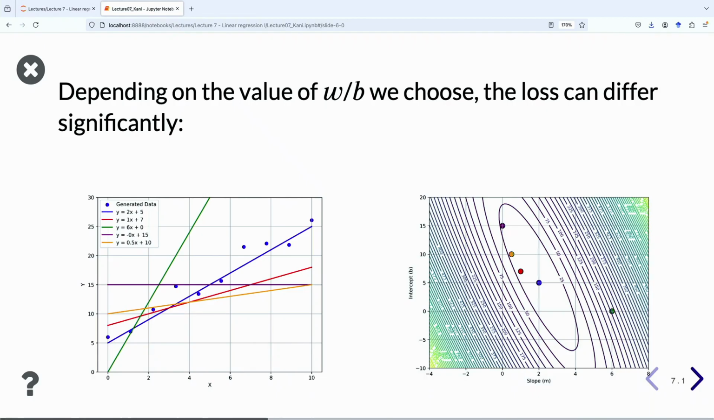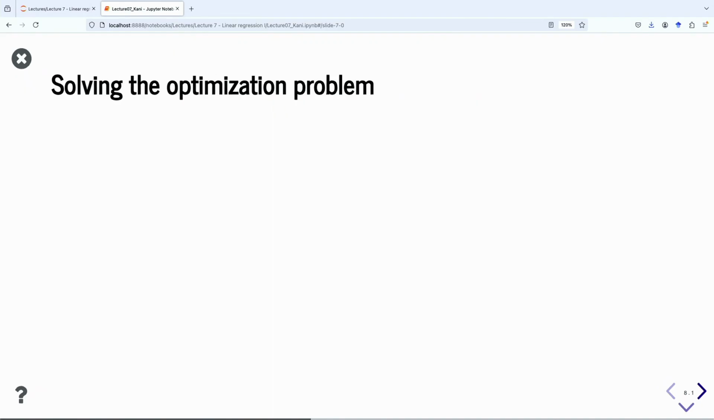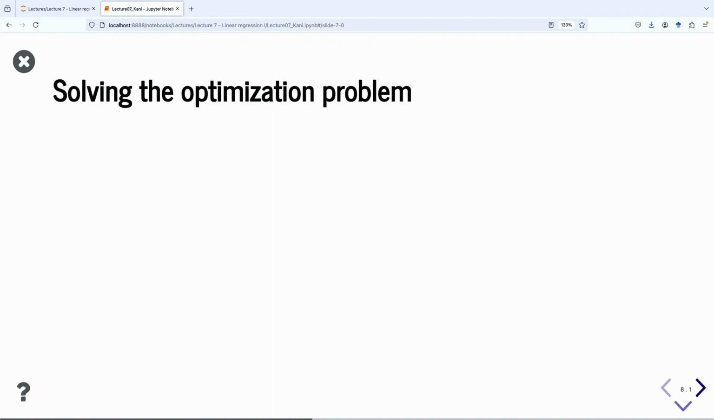Most algorithms are optimized very well on convex functions. And convex functions always have one global minima, which is right here. So we've got to find a way to get from any random guess down to the minima there. Makes sense? So this is our optimization problem, and we've got to solve it.